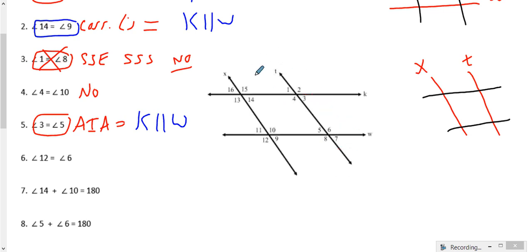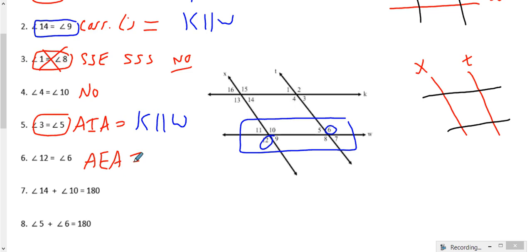Twelve and 6 are dealing with W as a transversal. They are alternating angles on the transversal. They are exterior angles, and they must be equal for the lines to be parallel, and they are. So we can conclude X parallel to T, since W is the transversal.